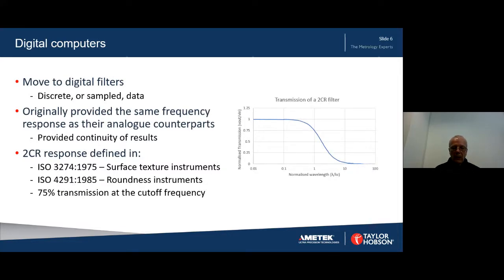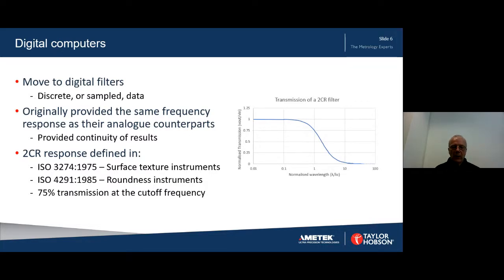Since the advent of digital computers, data is now often sampled and stored for analysis after the measurement. To provide consistency with earlier measurements, digital filters were designed that had similar characteristics to their analog counterparts. The 2CR response function was standardized in two different ISO standards, ISO 3274 for surface texture instruments and ISO 4291 for roundness instruments. The 2CR filter is defined to have a transmission value of 75% at the stated cutoff frequency.